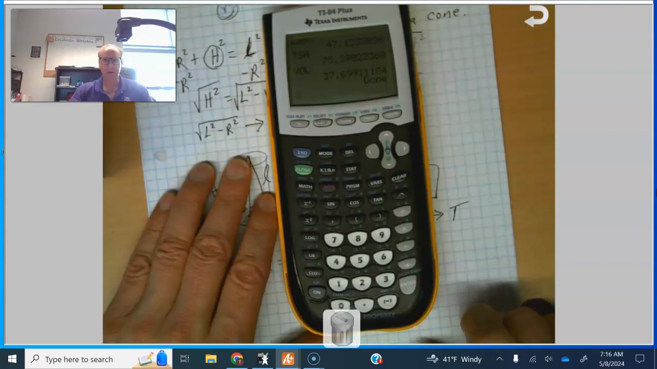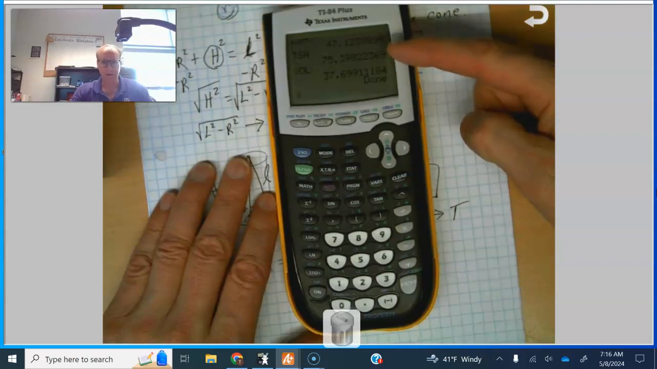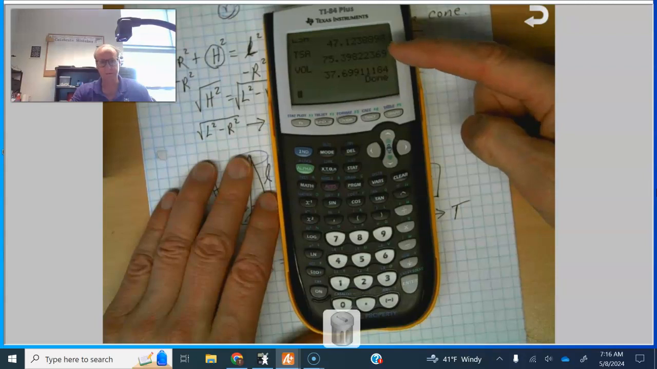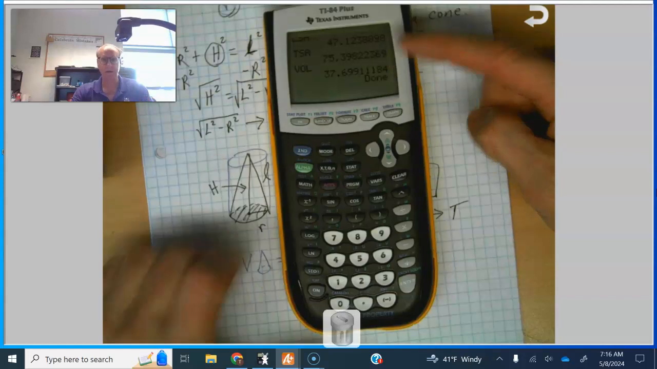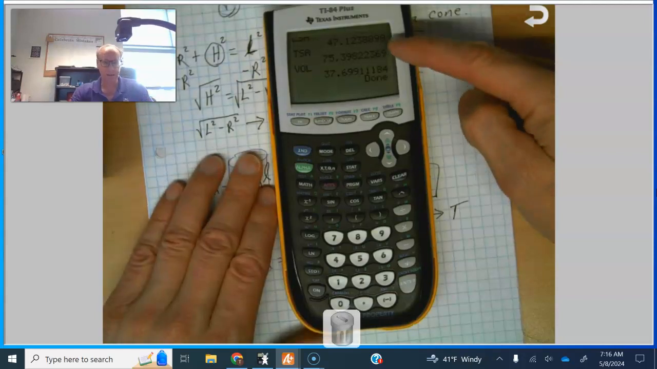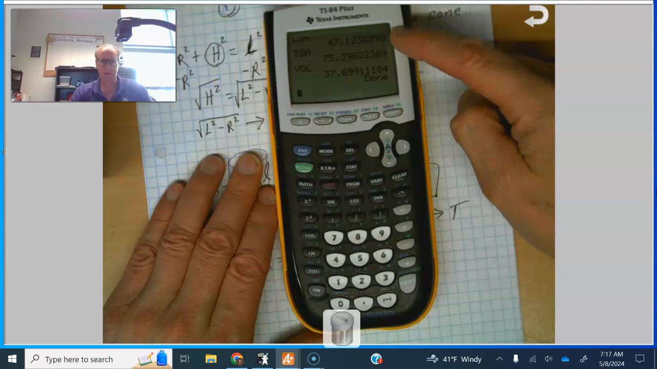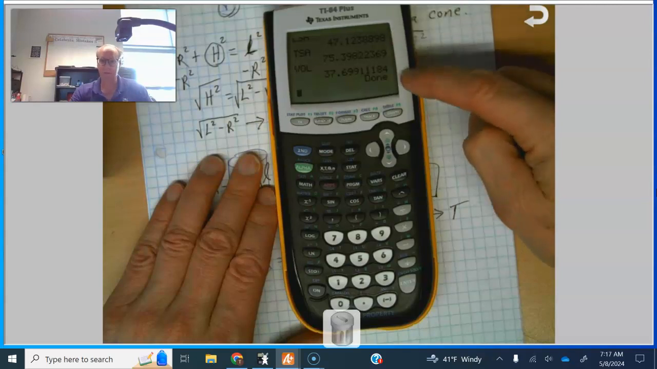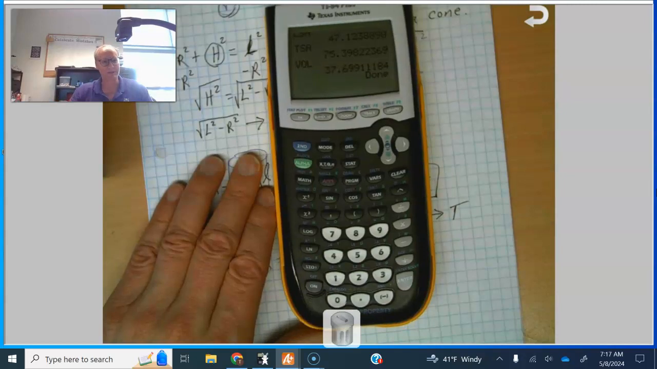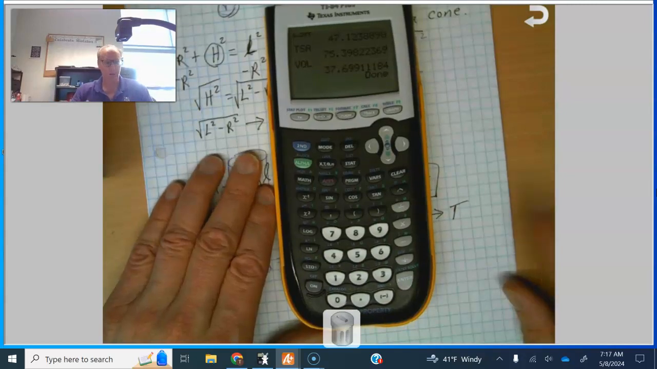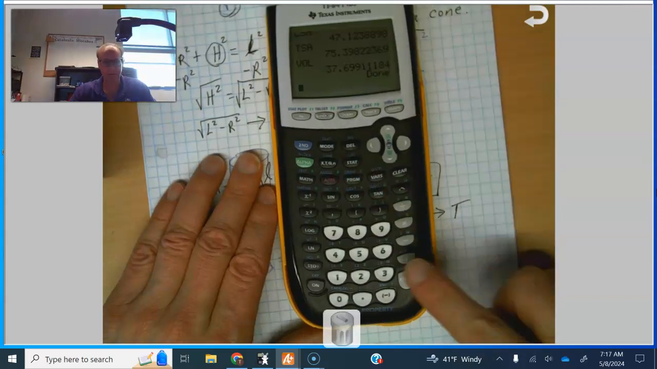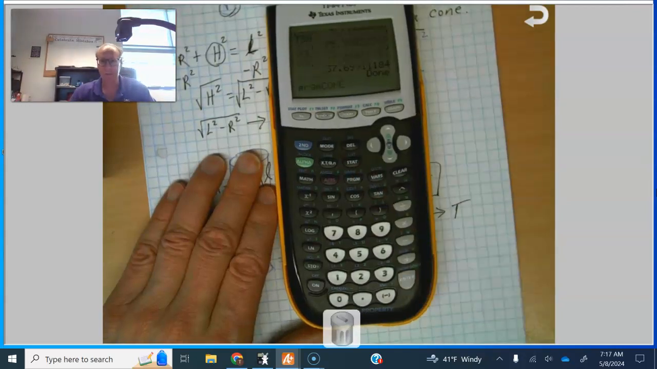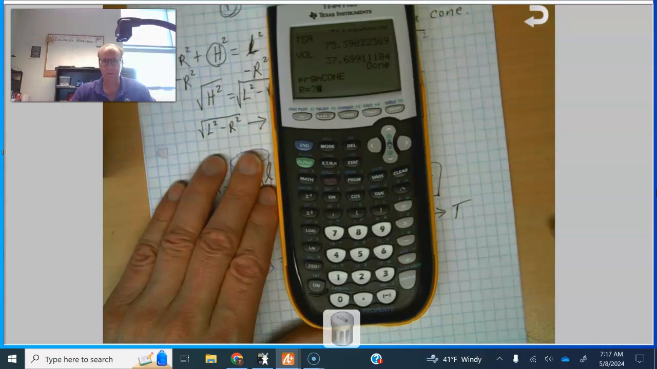What it's going to do is find L first. It's going to find the slant height first by taking the square root of r squared plus h squared. Then it's going to put in my lateral surface area, which we called P, the total surface area, and the volume. We'll do one more example so you can see that it still works. To start it again, by the way, you just press enter. Enter. It's going to do my program again.